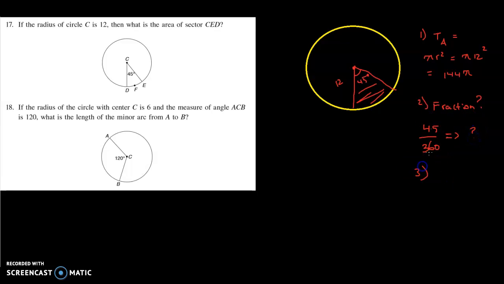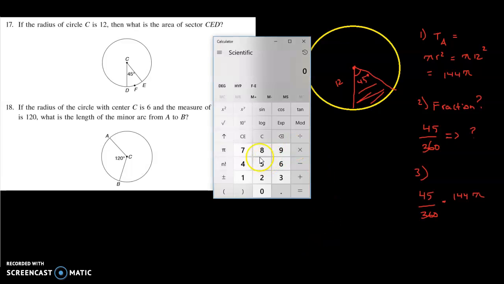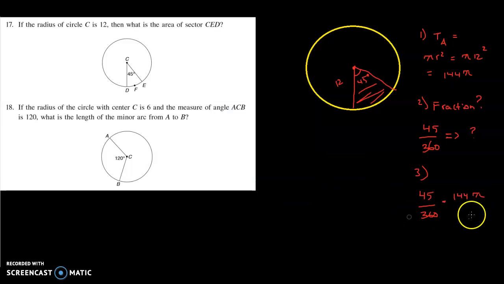Okay. Then step 3 is take that fraction and multiply it by the whole. So 45 over 360 times 144 pi. Again, I'm going to use my calculator here. 45 times 144, divided by 360. Let's see what we get. We get 18. So the full answer for this is 18 pi. That would be the area of that sector of the circle.